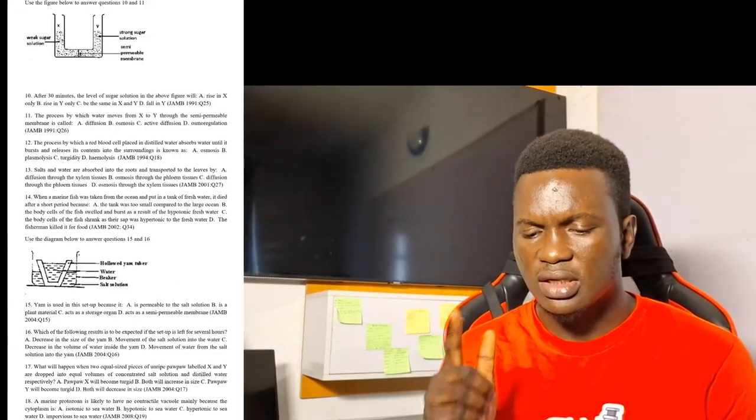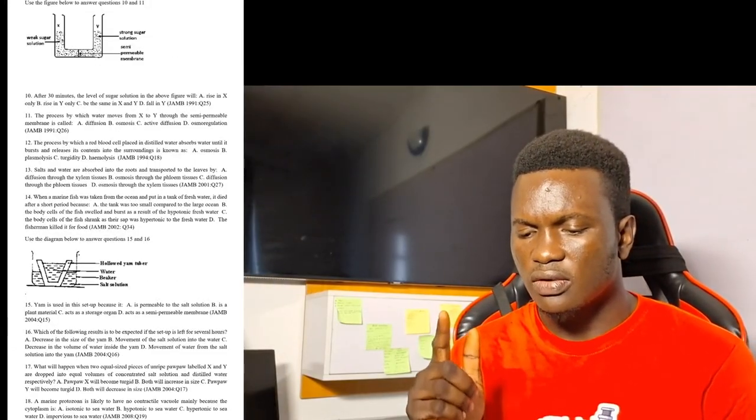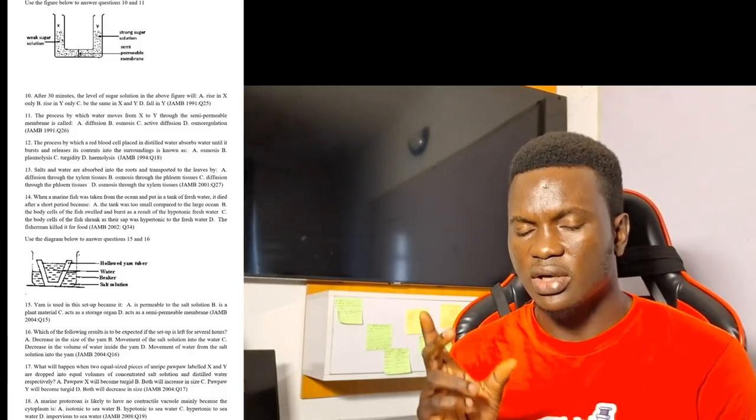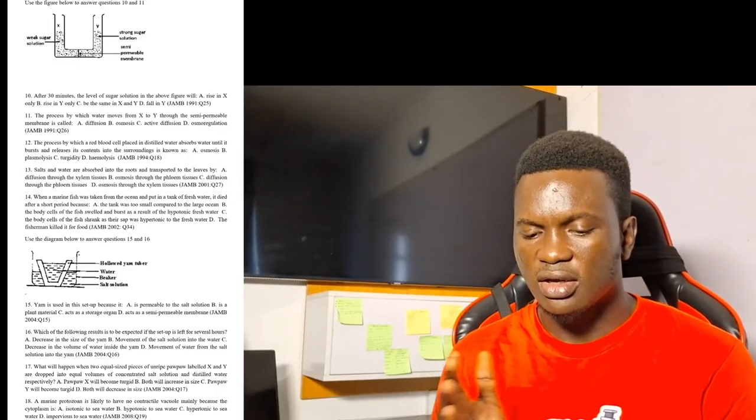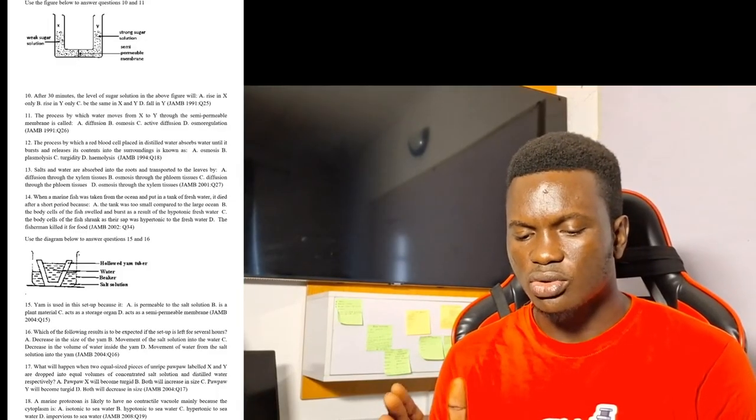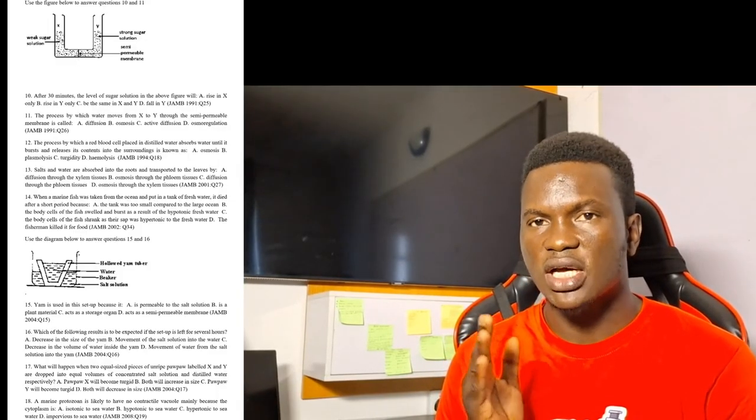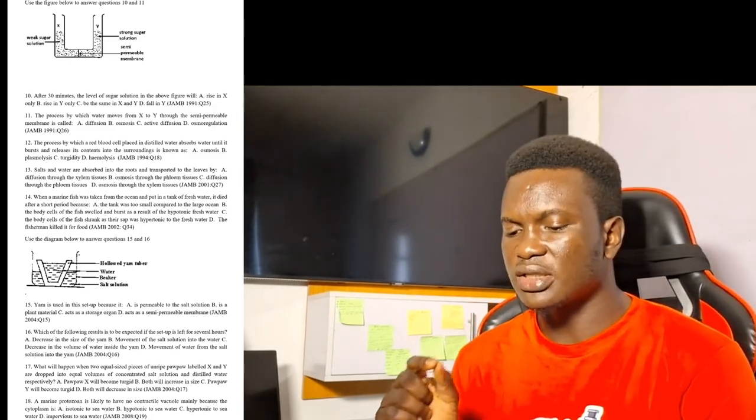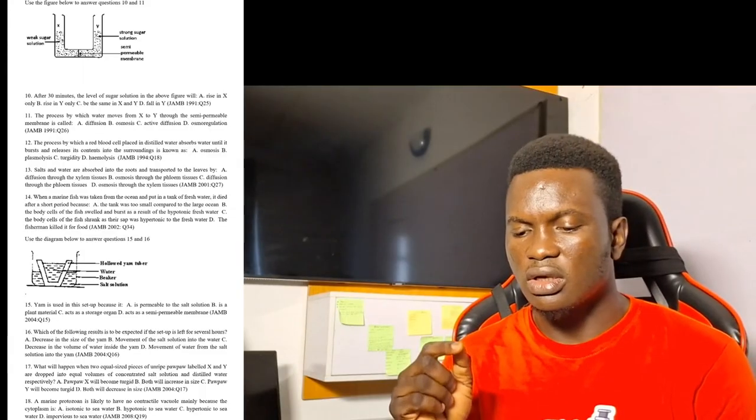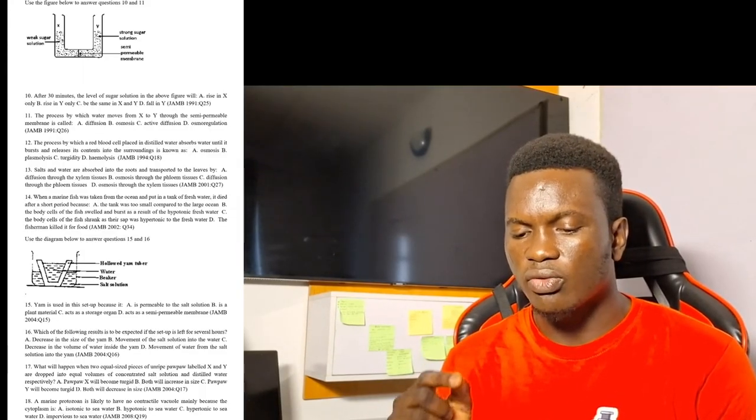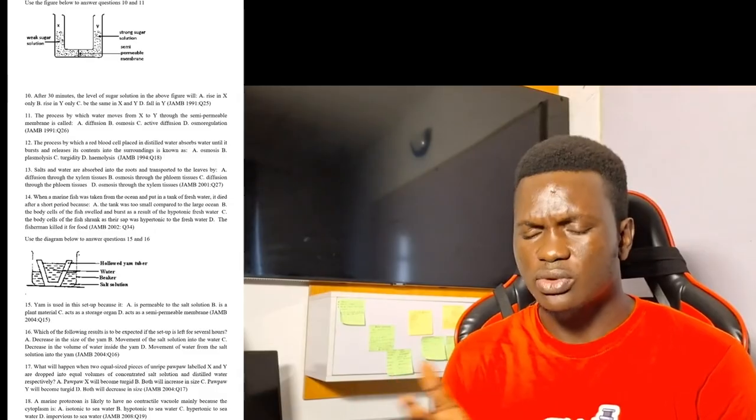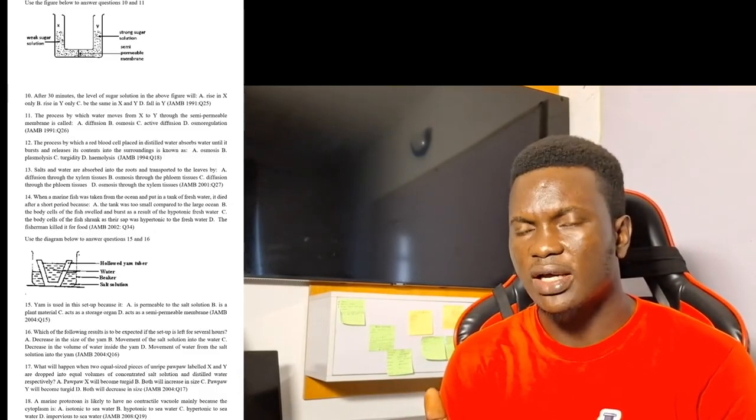After 30 minutes, the level of sugar solution, there's a diagram there. You can see we have diagram X and Y. At Y, it has a strong sugar solution. X has a weak sugar solution. So after 30 minutes, the level of sugar solution in the above will do what? What will happen to the level of sugar solution in X and Y?